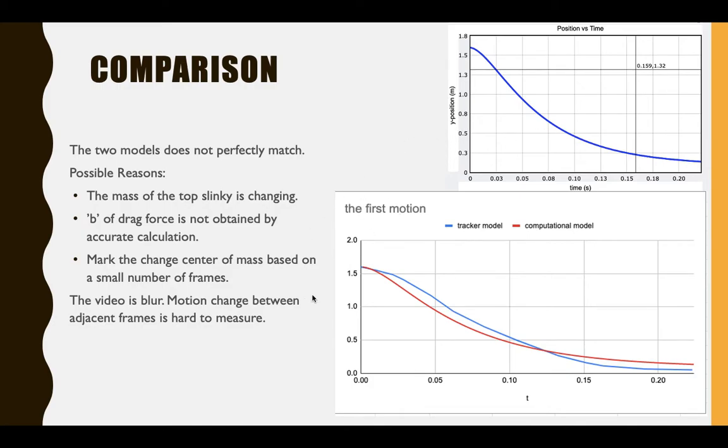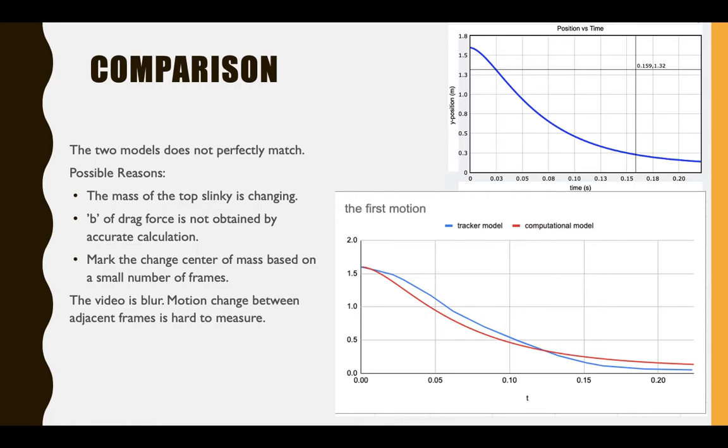You will see that the Tracker model and the computer model do not perfectly match each other. There are some possible reasons. First, the mass of the top Slinky is constantly increasing. And second, the b constant of the drag force that I obtained is not from an accurate calculation, but I tried multiple times to find a fitting one. So there might be some errors here.